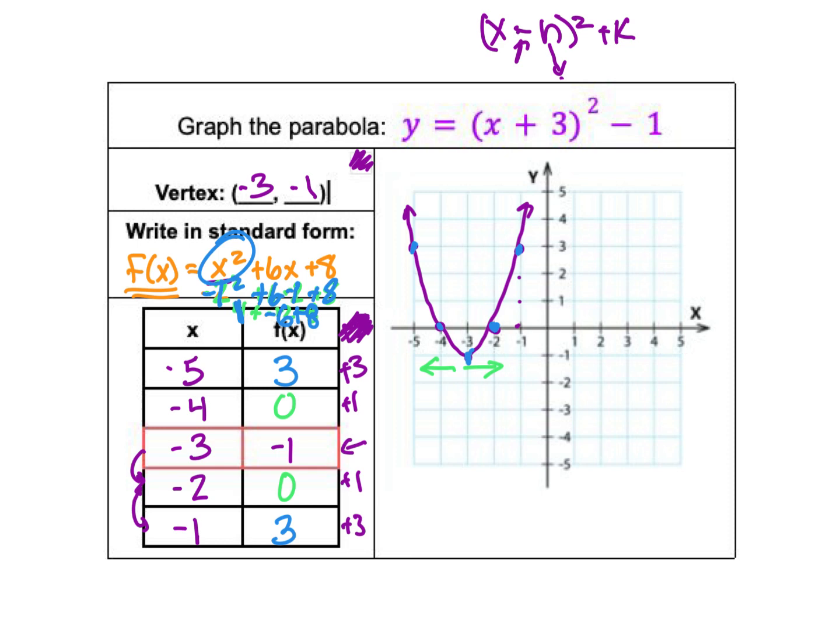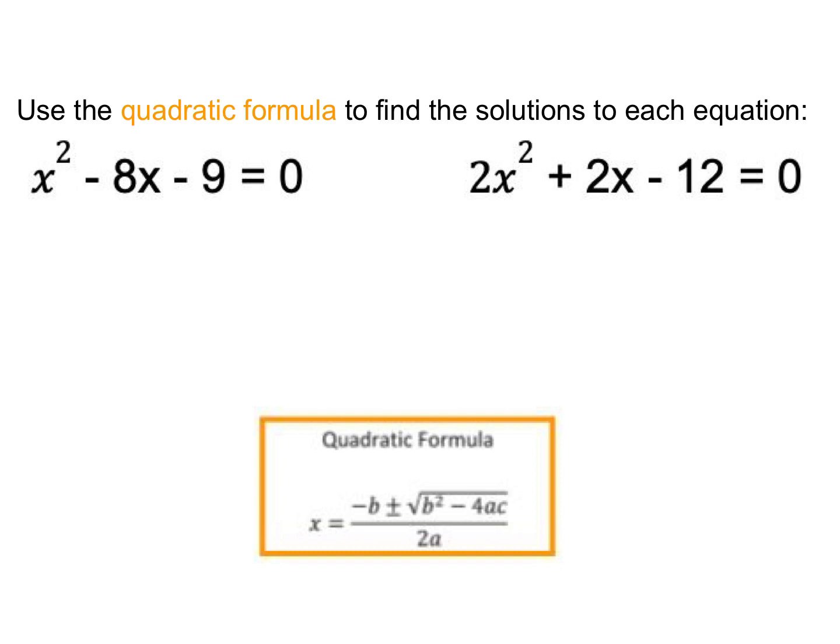Okay, the last thing. Ooh, this turned out really fuzzy. That's okay. I'll sing it for you. X is equal to negative b plus or minus the square root of b squared minus 4ac all over 2a. You will need to memorize that in order to get 3 points on this next test.